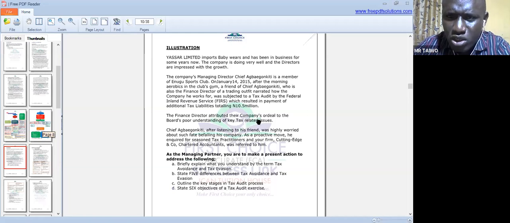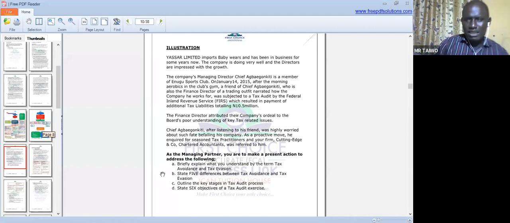Now, the finance director attributed that company's ordeal to the board's poor understanding of key tax-related issues. Chief Agbai Bokinti, after listening to his friend, was highly worried about such a fate befalling his company. As a proactive move, he inquired for a seasoned tax practitioner, and your firm, Cutting Edge and Co., Chartered Accountants, was referred to him. As the managing partner, you have to make a presentation to address the following. Don't forget, they said you have to make a presentation. If I make a presentation, I need to present it like a speech. I know you have been taught all that in your case study.